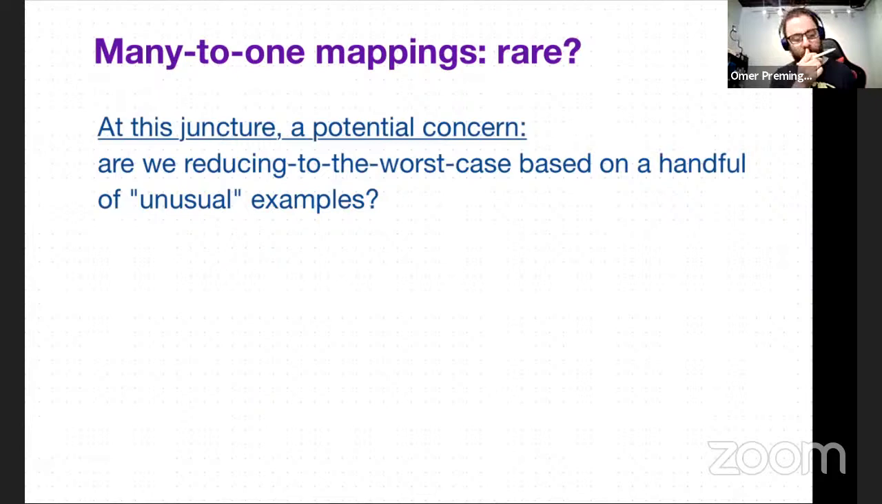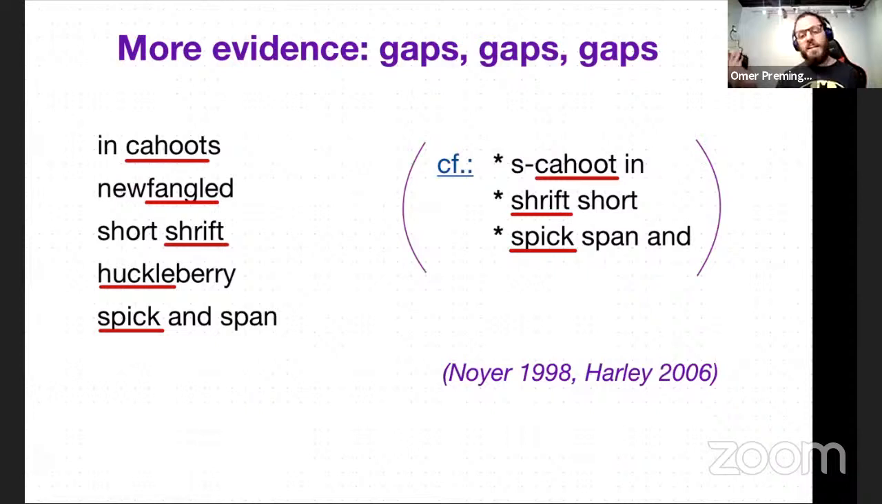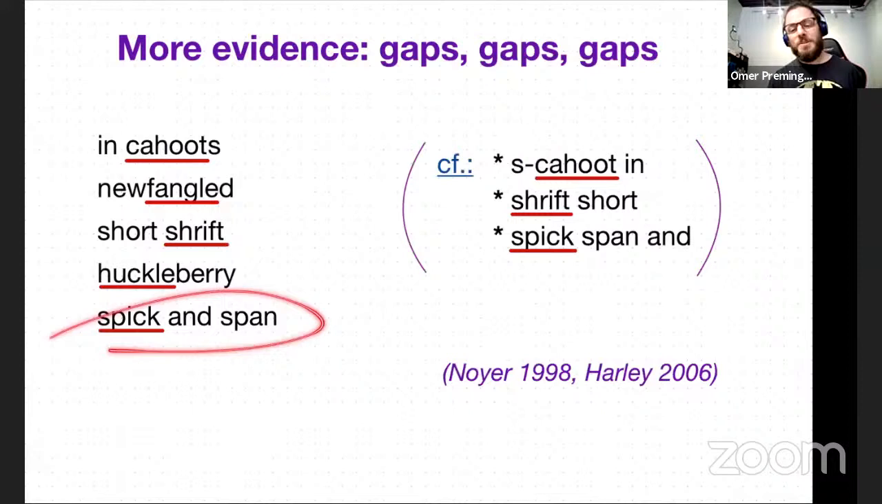The last thing I want to say before I conclude is to show you another kind of evidence for the same architecture of many-to-one mappings, and it's a kind of evidence that you've seen before, but I want to highlight a particular aspect of it. So remember these expressions like in cahoots, which means in a conspiracy with, newfangled, which means something that has been invented or come on very recently with a tinge of negative judgment towards that something. Short shrift, which we already said was giving someone less than their due. Huckleberry, which is, well, a particular kind of berry, spick and span, which means very, very clean.